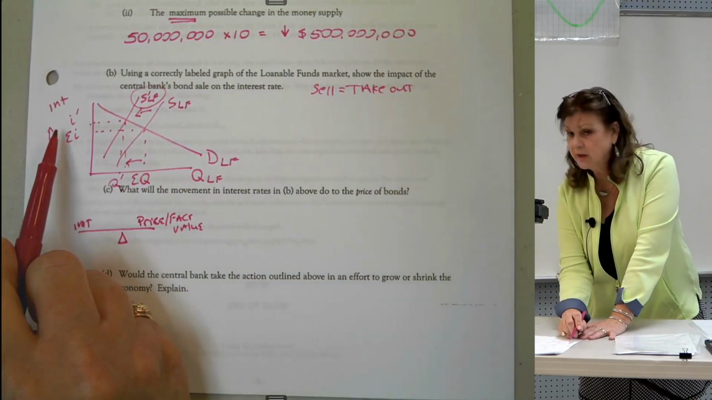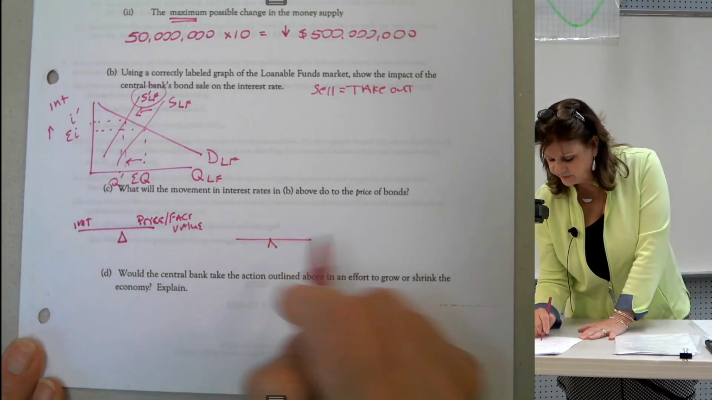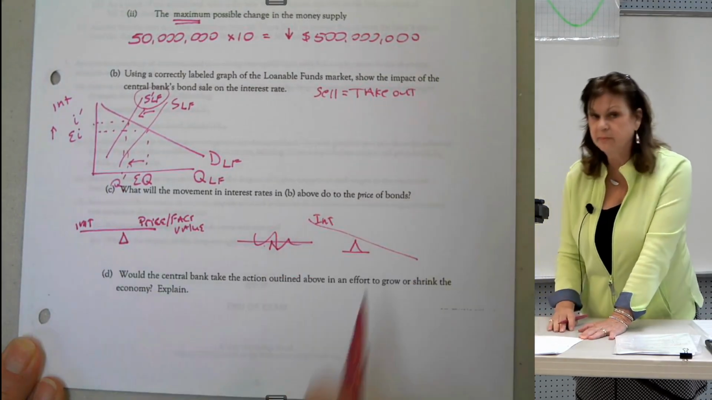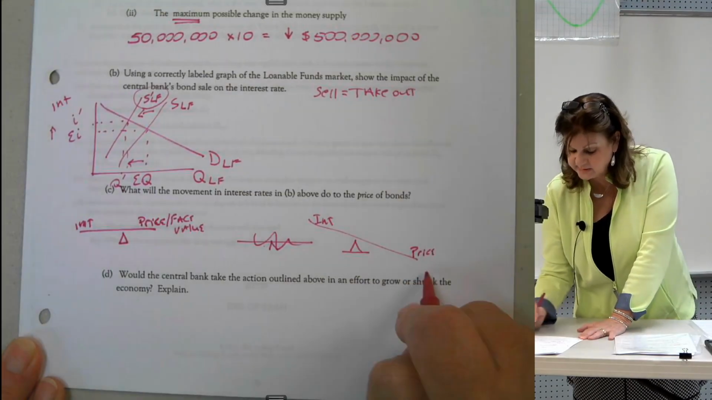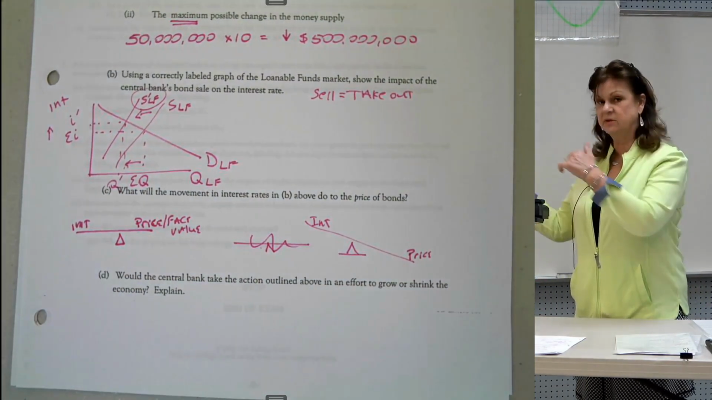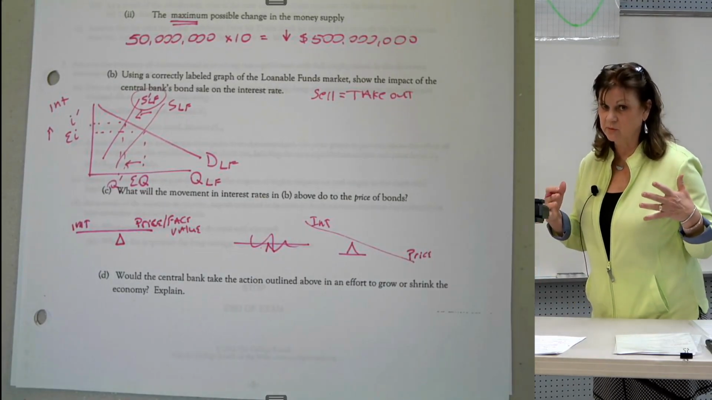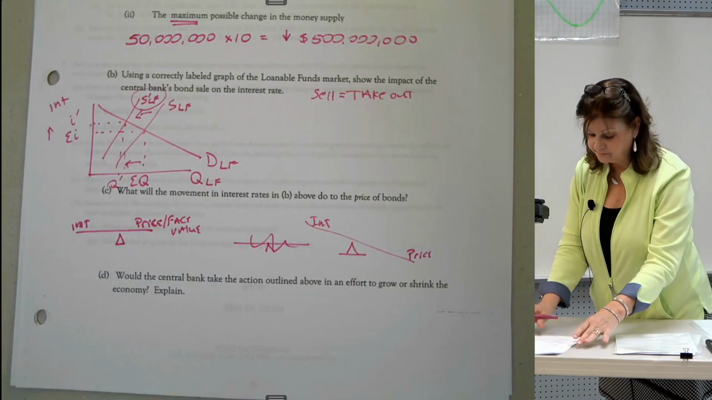Interest rates are going up. By default, what does that mean? The price of the face value of the bonds is falling. So prices or face value of the bonds is going down. That's the only relationship between interest rates and prices. There's no other one. So as long as you can remember the seesaw, you can figure out what's happening.